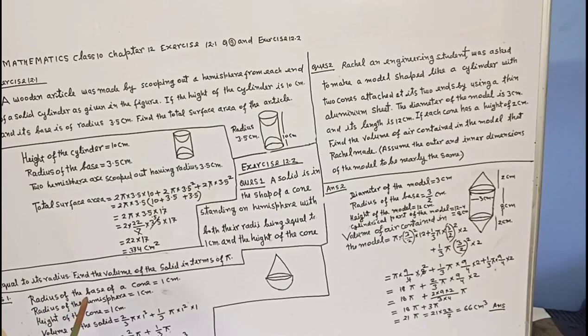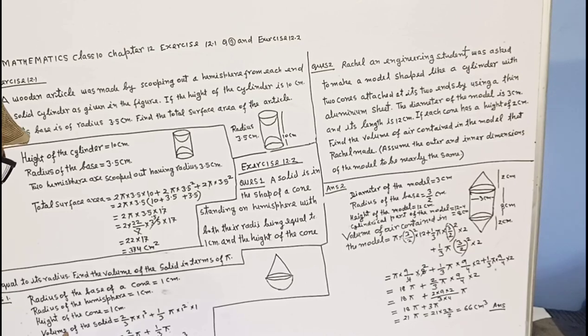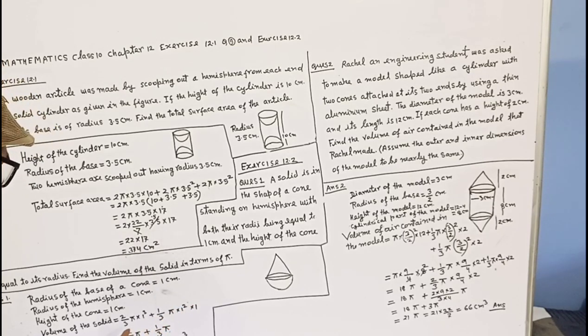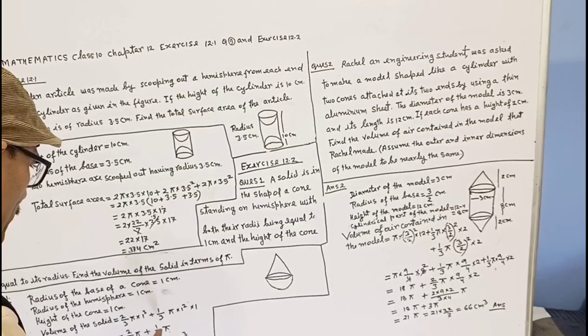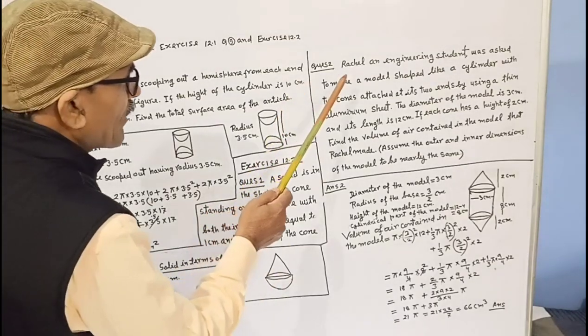Answer 1. Radius of the base of a cone is equal to 1 centimeter. Radius of the hemisphere equal to 1 centimeter. Height of the cone equal to 1 centimeter. Volume of the solid equal to 2 by 3 pi into 1 cube plus 1 by 3 pi 1 square into 1 equal to 2 by 3 pi plus 1 by 3 pi equal to 3 by 3 pi is equal to pi centimeter cube. Question number 2.